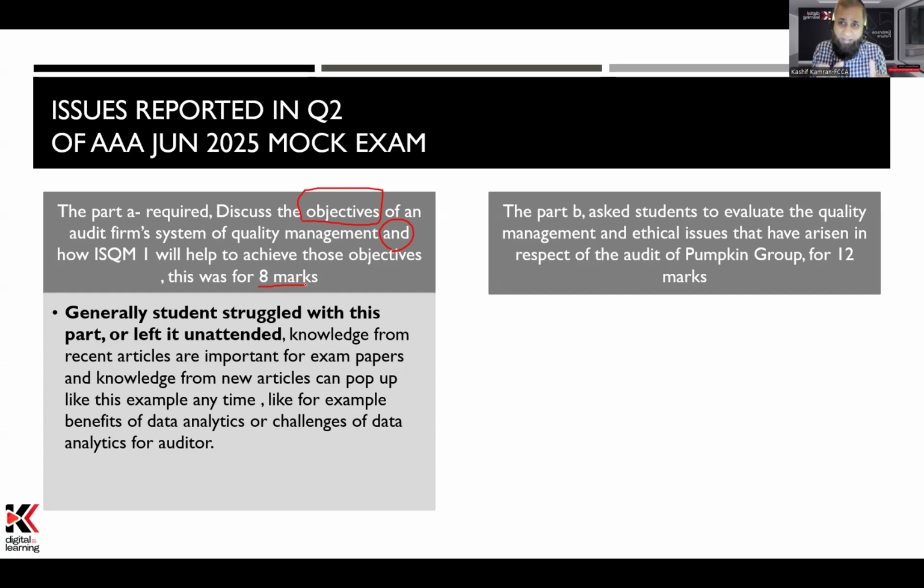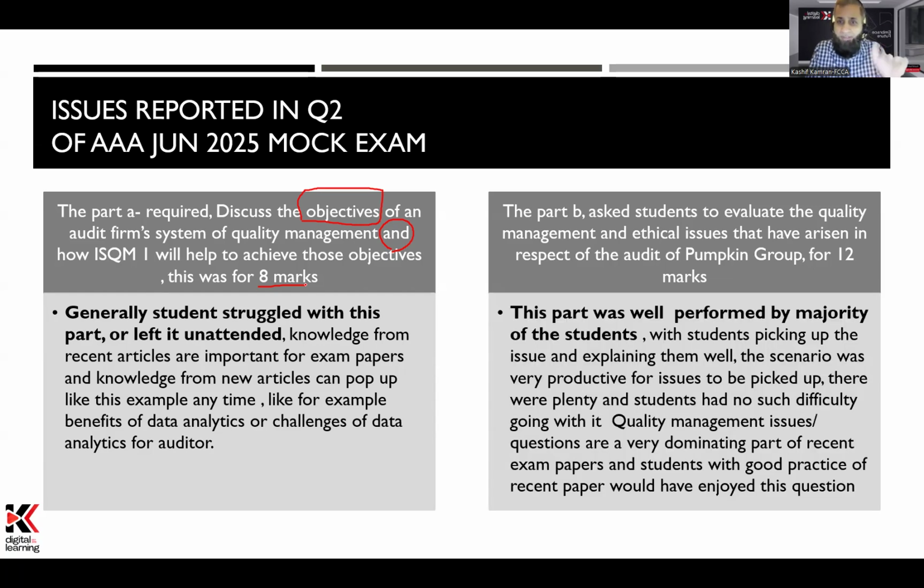Some used headings, some did not use headings. Some elaborated an issue in 3 to 4 sentences. Some elaborated the issue in 2 to 3 sentences. Some gave a conclusion, some did not give a conclusion. Now, these are immaterial things. But the major part was answering the 12 marks requirement, which almost every student did well. This part was well performed by the majority of the students, with students picking up the issues and explaining them well.